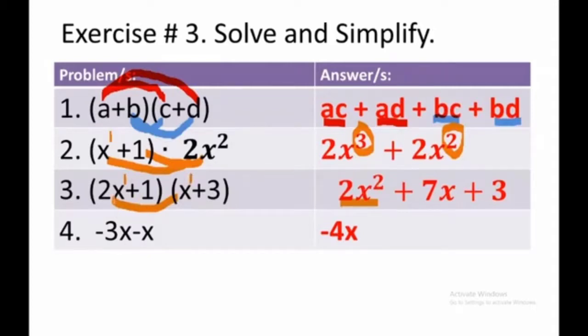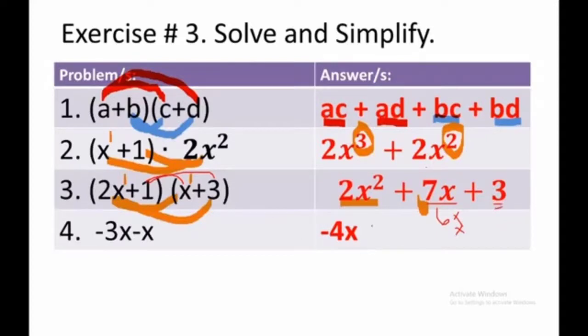Next term is 2x times positive 3. 2x times positive 3, we have 6x. So let us write here, sa middle term natin, we have the 6x. And then another one, we have 1 times x, we have x. Kaya nagkaroon tayo dito ng 7x. And then we also have 1 times 3. So 1 times 3 is positive 3.